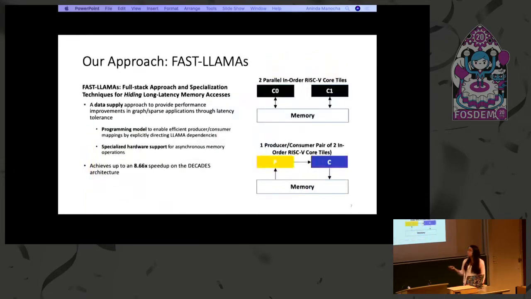And thus we introduce our approach, FastLAMAs. FastLAMAs is another acronym, short for full stack approach and specialization techniques for hiding long latency memory accesses. At a high level, this is a data supply approach that efficiently maps graph applications onto pairs of producer and consumer cores. We have a programming model that allows for more explicit mapping of these applications, as well as specialized hardware support that can asynchronously issue irregular memory accesses. And we do get impressive speedups from this, and I will show those at the end.